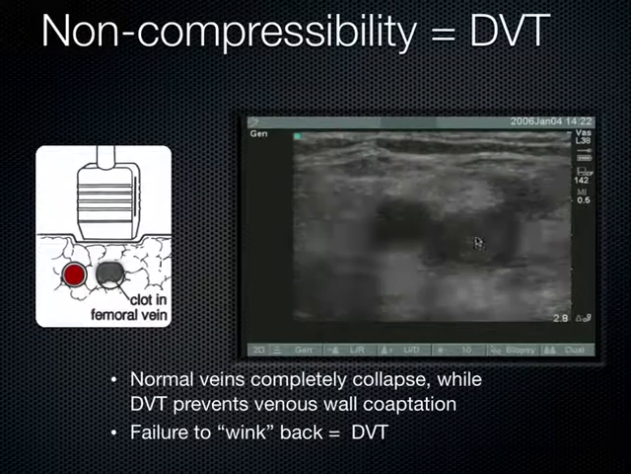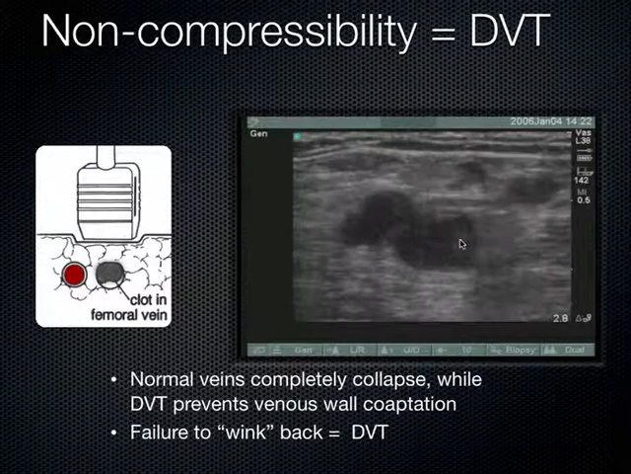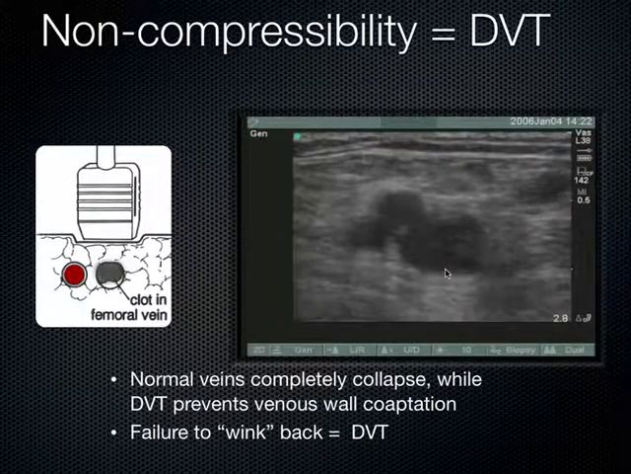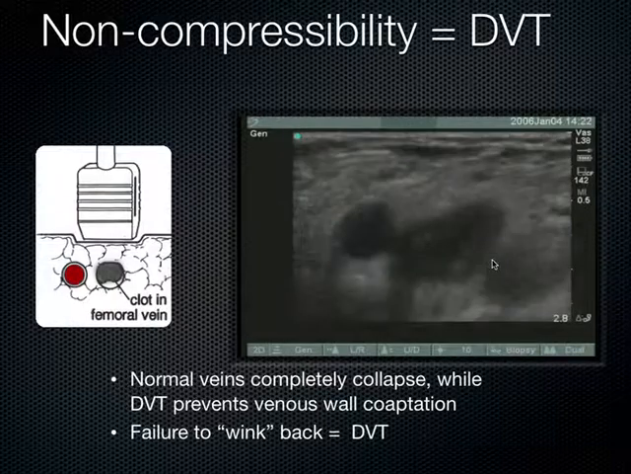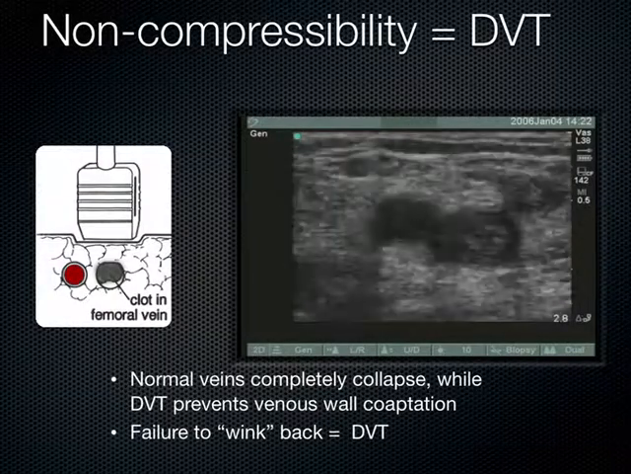And when you do have a clot, it looks like this. Here is echogenic material seen here in the lumen of the common femoral vein, and as we compress, the walls do not coapt or come together. And once you determine that somebody does have a blood clot, you don't want to compress anymore.